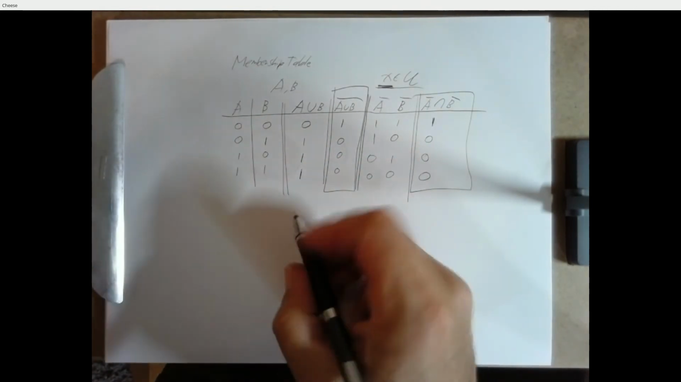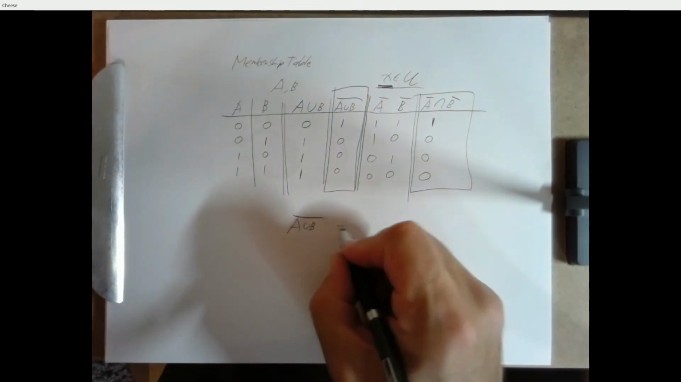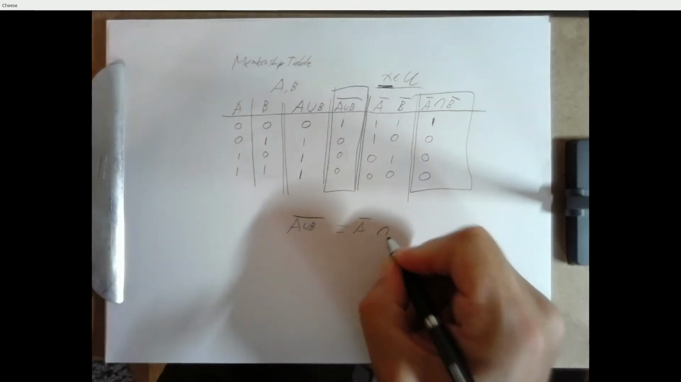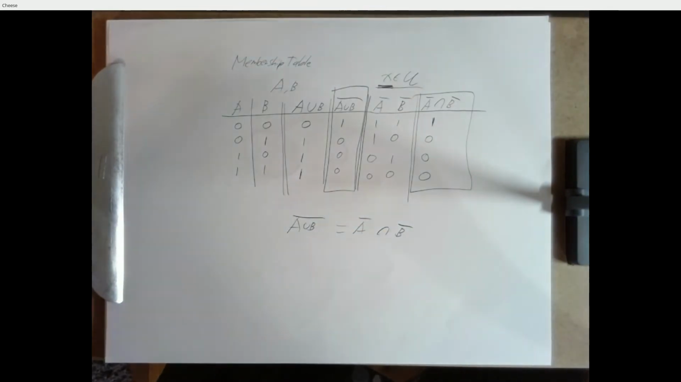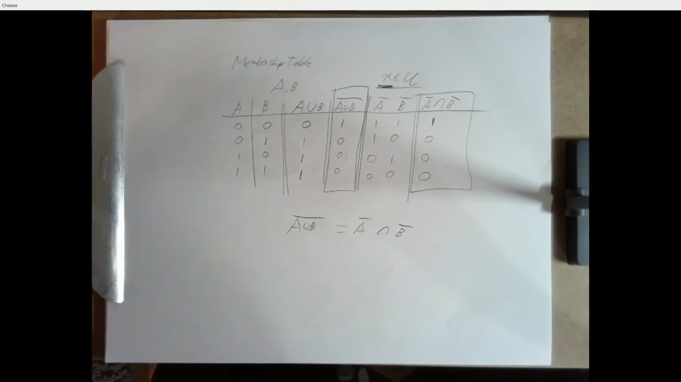So with this membership table, we have proven the following. A union B complement equals A complement intersect B complement. And that's good old De Morgan's theorem. And we proved it with a membership table, which is really nothing more than a truth table. But this is a very powerful way to prove theorems about set operations.